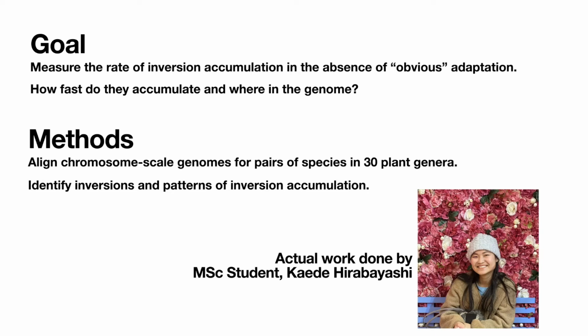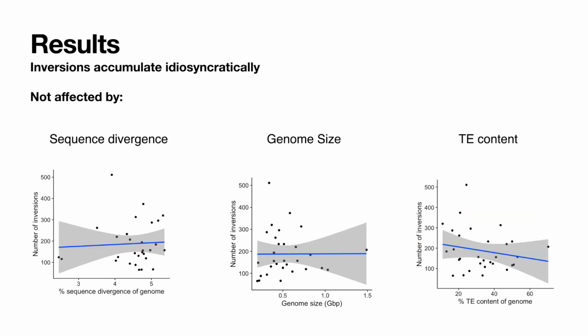To do this, we aligned chromosome-scale genomes for pairs of species in 30 plant genera and identified inversions based on these alignments. All this work was done by my master's student, Kaida Hirabayashi. What we find is that inversion accumulation doesn't really seem to be affected by sequence divergence. We might have expected there to be more inversions if there was more sequence divergence. We also didn't see more inversions if there was a larger genome, and we didn't see more inversions if there was higher TE content, all of which we would have previously predicted.